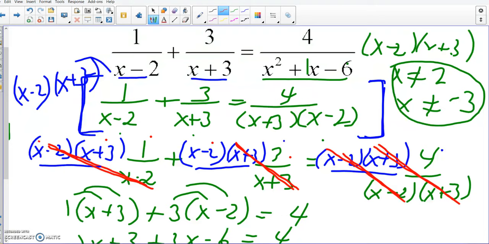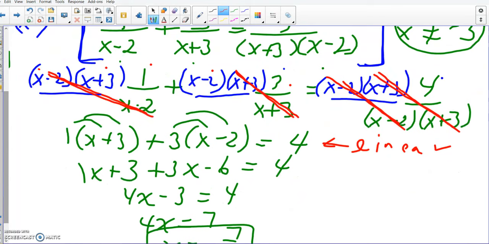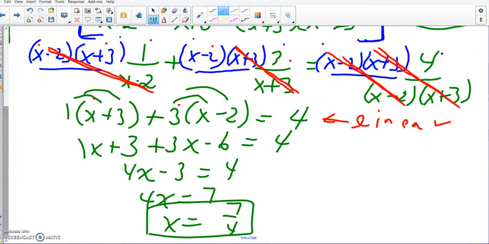so I was left with just positive 4, which left this equation to be completely linear, which is wonderful, again, because it's easier to solve. So I went through, distributed the 1, distributed the 3. When I finished solving everything, my final answer was x equals 7/4. So I said, okay, I trust my algebra.